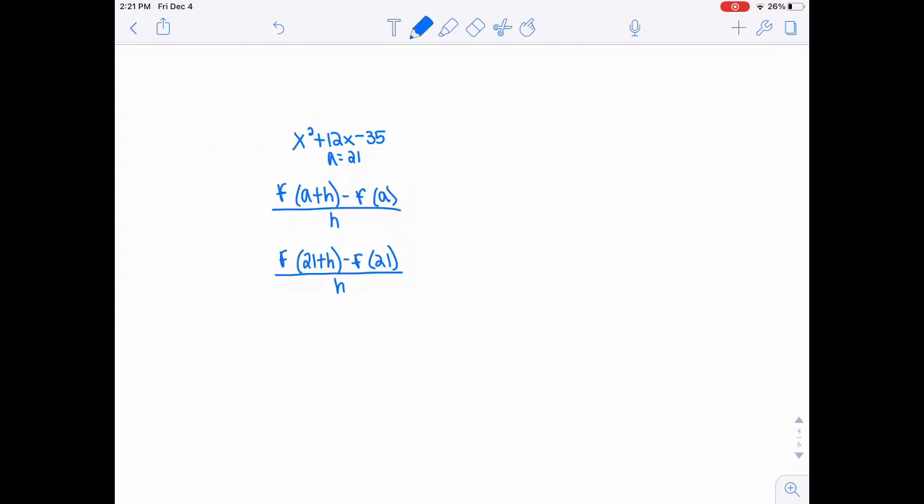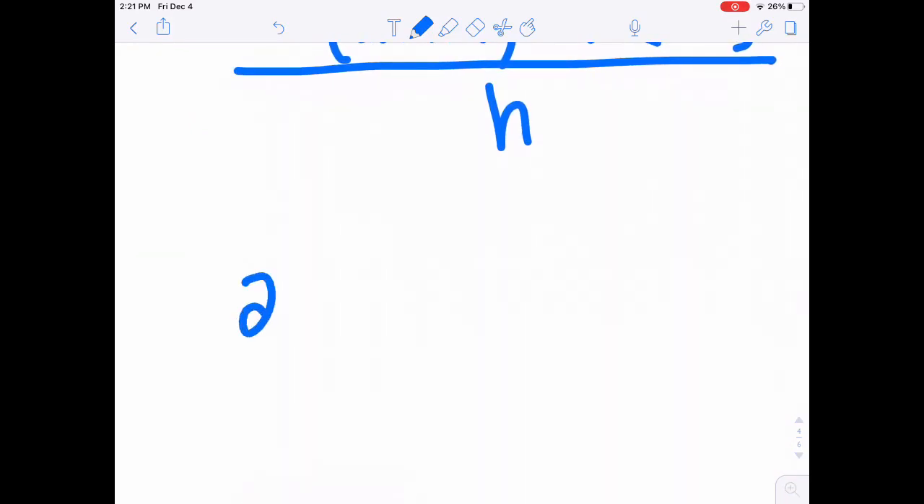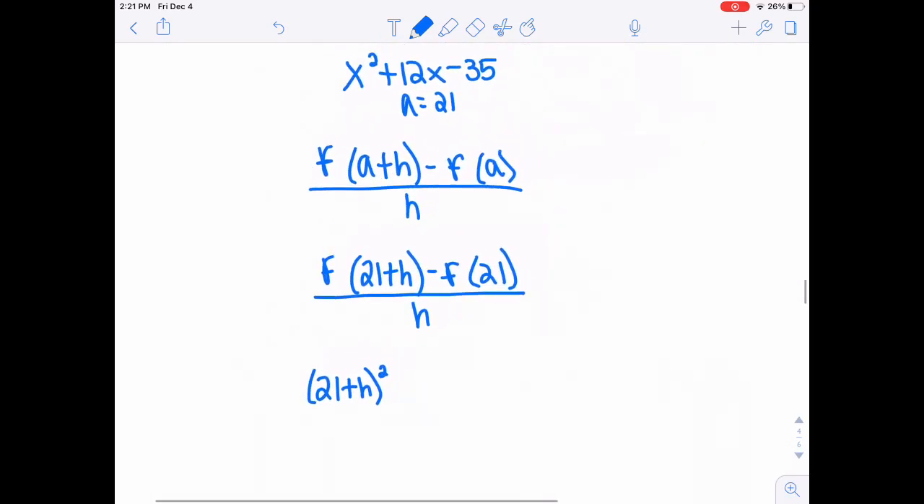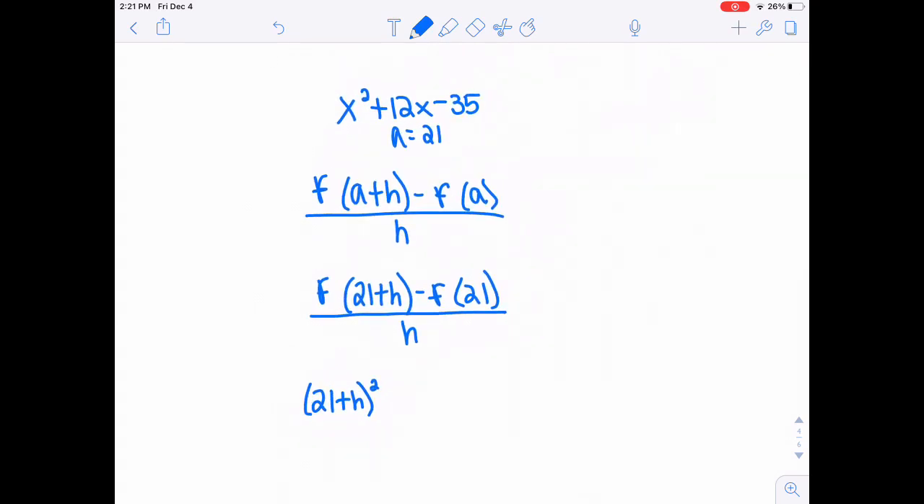Hi, so we're going to find out what the IROC is at 21 with this polynomial. So first we're going to plug in all the numbers and we're going to solve. So 21 plus h, and then put that in parentheses, square it, because we take the x.